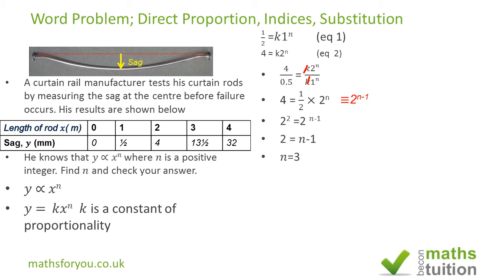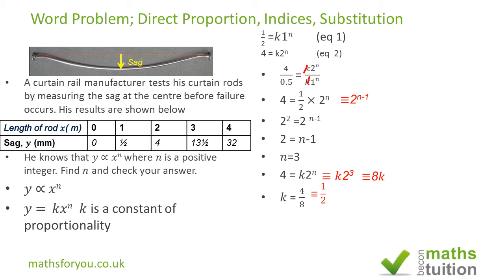Now, it says check your answer. Now, what this is saying to us here, we need to find the value of k before we check our answer. Okay, so that's a cunning way of saying what is k. Right, now, we know that n is 3, so if we substitute the value of n is 3 into equation 2 there, we've got that 4 is equal to k times 2 to the power 3, because n is 3 there, which is the same as saying 4 is equal to k times 8, which means that k is equal to 4 divided by 8, which is the same as a half. So k is a half.